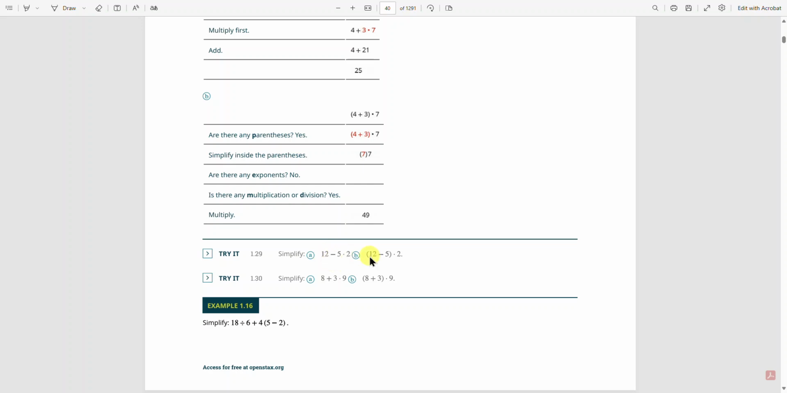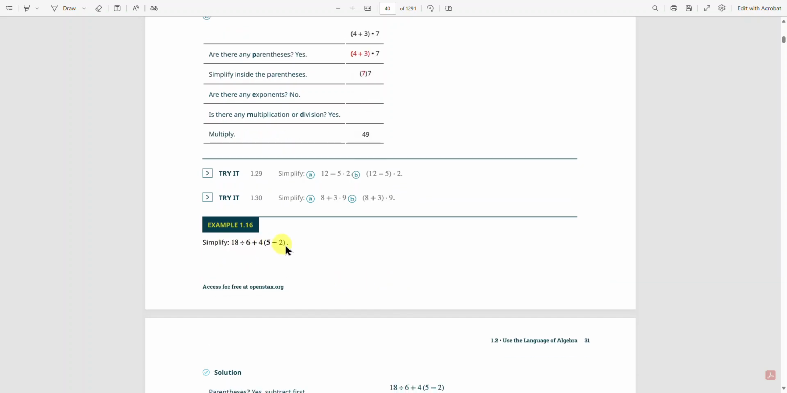In letter B, we have 12 minus 5 times 2, but 12 minus 5 is in parentheses. So step 1, we deal with parentheses. We subtract 5 from 12 and get 7, and then multiply 7 times 2 to get 14. So these two expressions look alike, but the parentheses tell us to work through them differently, and it leads us to two different solutions. The same thing would be true down here with this one. I'll skip this. You could do this on your own.